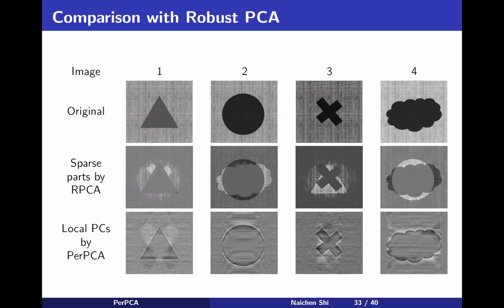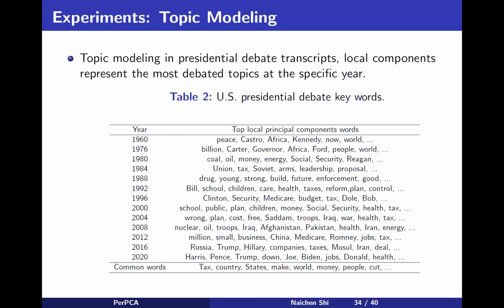And this is a comparison between the personalized PCA and robust PCA, which shows that when the differences between different frames are not sparse, then personalized PCA can do much better than robust PCA.